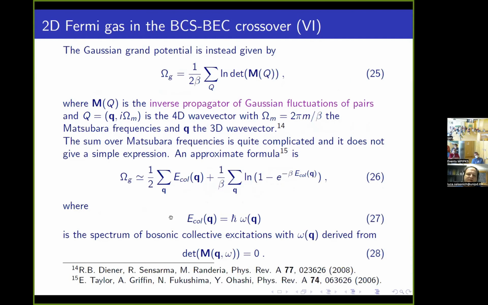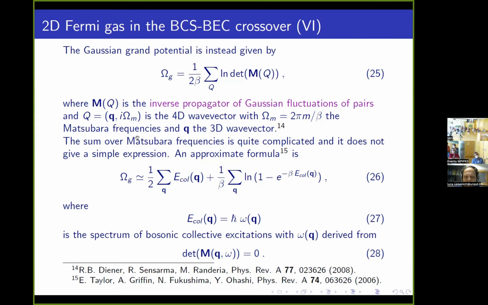The Gaussian grand potential is instead much more complicated and is given by equation 25, and it's related to this capital M that is the inverse propagator of Gaussian fluctuational pairs, and must be in general calculated numerically.